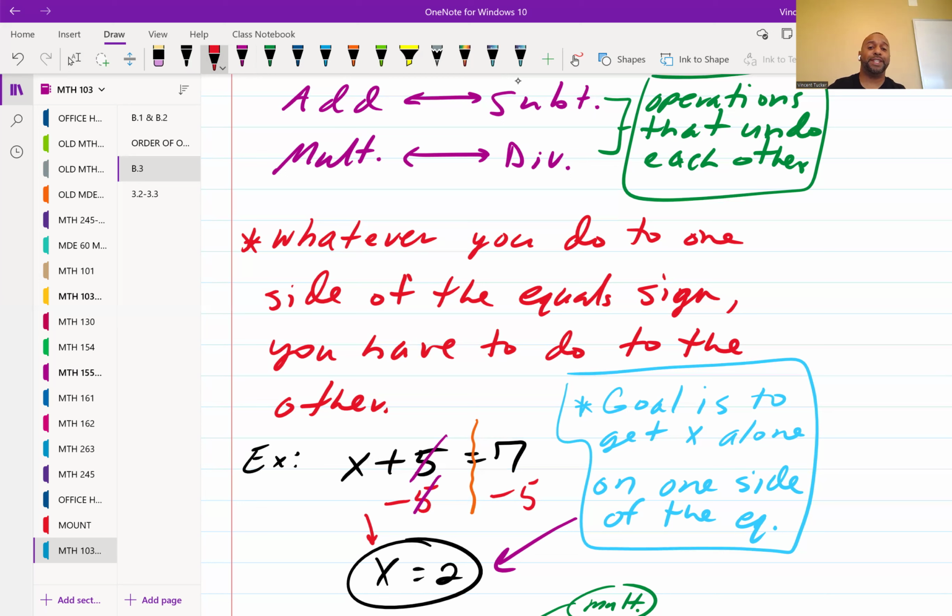Once again, your goal is to get your variable by itself on one side of the equation. And in order to do that, we need to use opposite operations. But once I use that opposite operation on one side of the equation, I do it to the other side in order to keep my equivalency. And keep doing that, eventually you will get down to your solution.